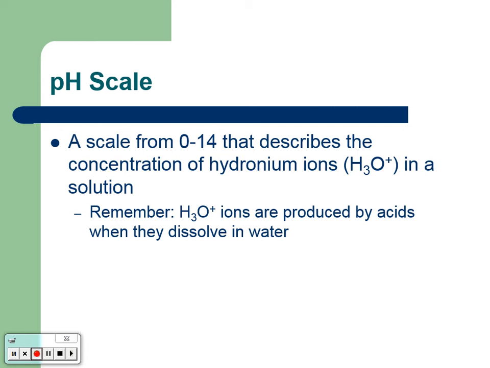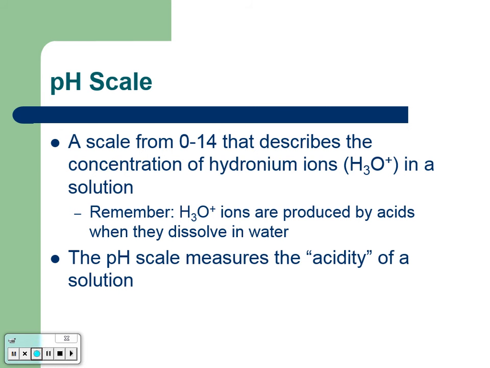So the pH scale is basically telling you what? How acidic something is, right? Because it measures hydronium ions. The pH scale measures the acidity of a solution.